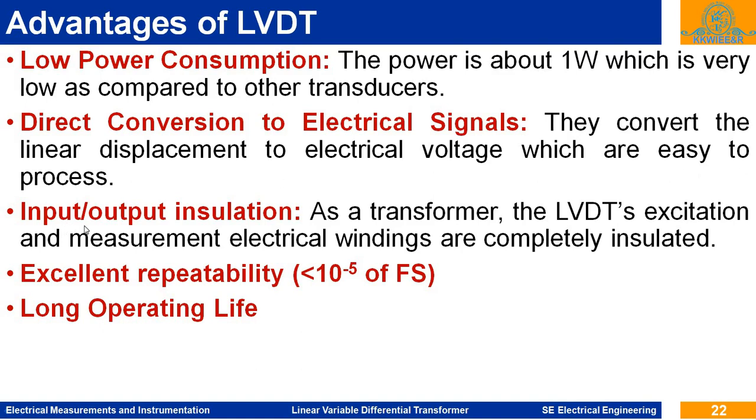Input-output insulation: as it is a transformer, the LVDT's excitation and measurement electrical windings are completely insulated. There are two coils, so there is no electrical connection between the primary and secondary winding. There is no physical electrical connection, so the insulation between the input and output side is very good. Excellent repeatability, less than 10 to the power minus 5 of full scale, and long operating life.